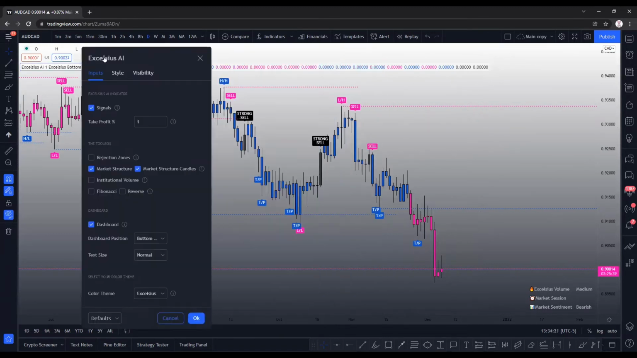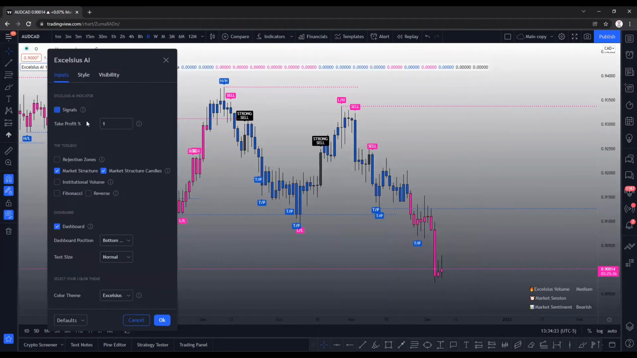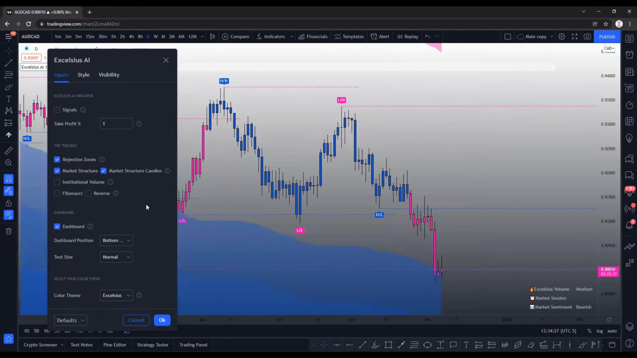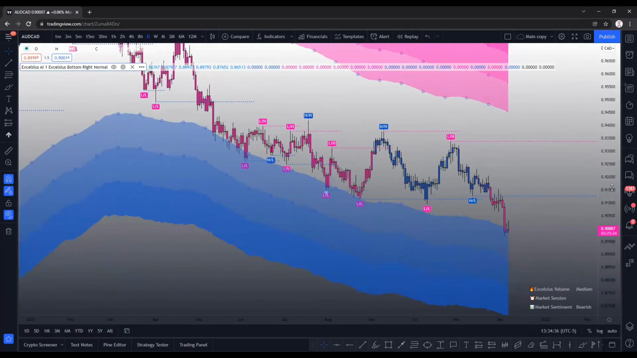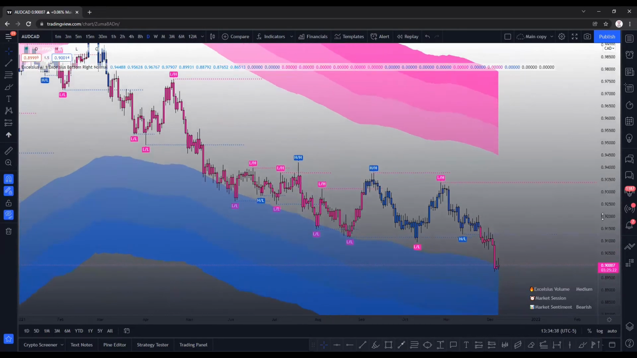In this case here, what I would always recommend for those individuals is to completely take off the signals, and from there really just select the rejection zones, market structure candles. I always keep the dashboard on for everything because I love the dashboard, but this setting right here in and of itself does exactly the job for that type of participant in the market. This gives you a general overview with regards to market direction, market sentiment, and at the same time, the key and most sensitive points in the market.